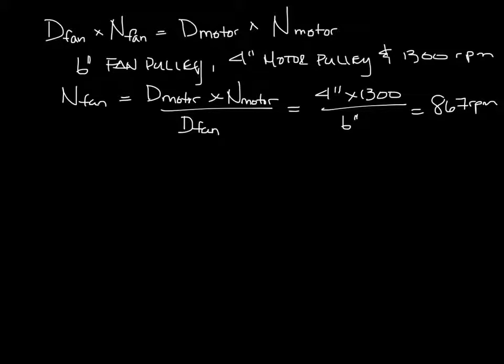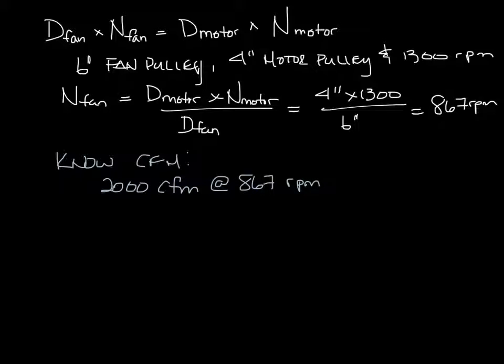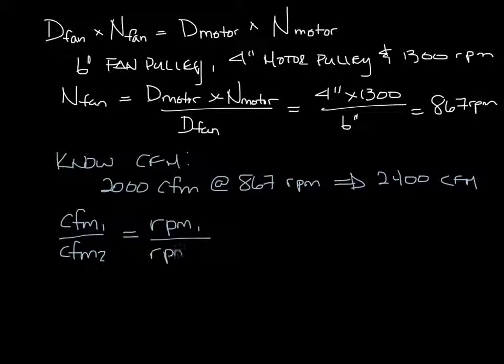So you can calculate the new CFM using the fan laws, or more likely you'll use the fan laws to calculate the RPM you need because you know the CFM you need. So let's say you were getting 2000 CFM at your 867 RPM fan, but you need 2400 CFM out of your fan. So let's use the first fan law, which is CFM1 divided by CFM2 equals RPM1 divided by RPM2. We can solve that for RPM2, which is now equal to RPM1 times CFM2 divided by CFM1.